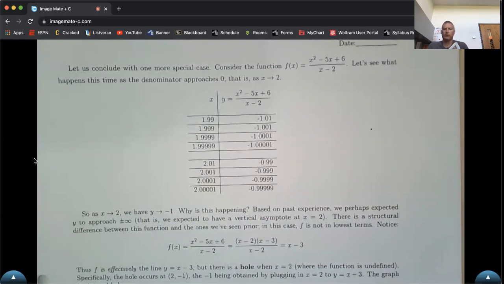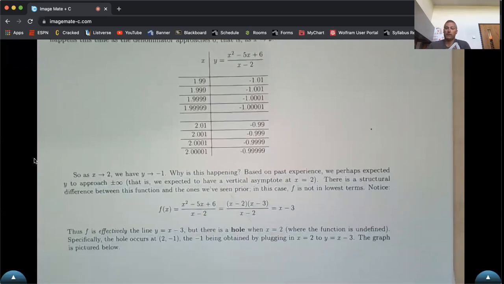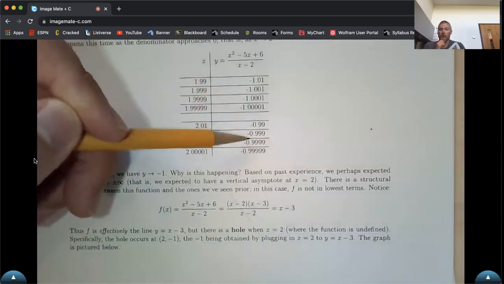And the reason this is happening is because the fraction is not in lowest terms. I can think of x squared minus 5x plus 6 as x minus 2 times x minus 3. So these would cancel. So really, effectively, f of x is the function x minus 3. But at that single number x equals 2, we have a problem. So what you would do is graph y equals x minus 3, and then basically delete the point where x is 2. We call this a hole. So we get a hole in the graph when x equals 2. Specifically, the hole occurs at 2, -1. Y is approaching -1 as x gets close to 2.